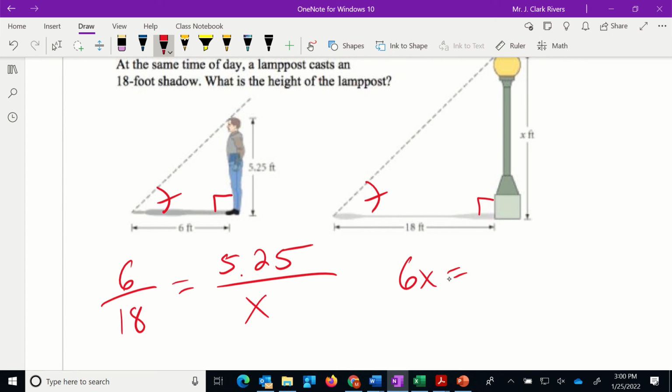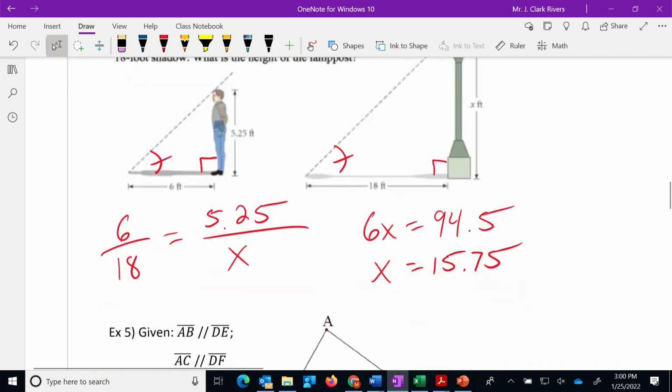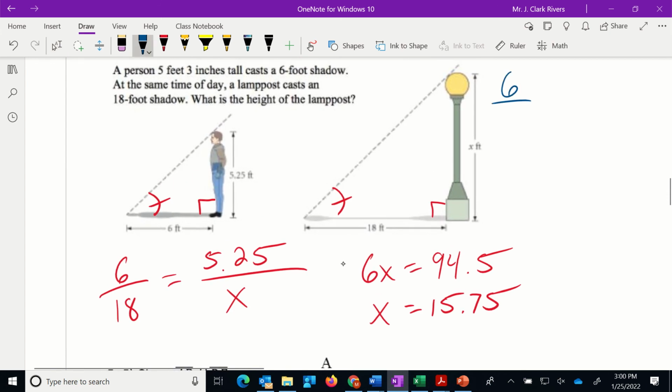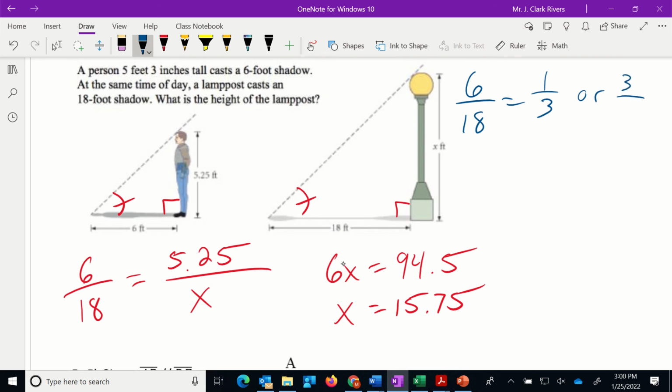Help me out. What was that? Anybody do that one? 94.5. We divide both sides by 6, and what do we get? 15.75. Let me show you an alternative method that's probably a little bit easier, actually. 6 times what is 18? 3, right? So 6 to 18. That's the similarity ratio of 1 to 3. Or you might say 3 to 1.